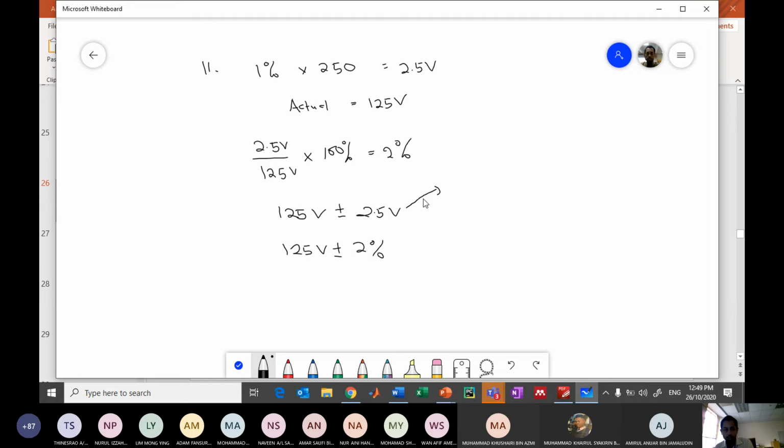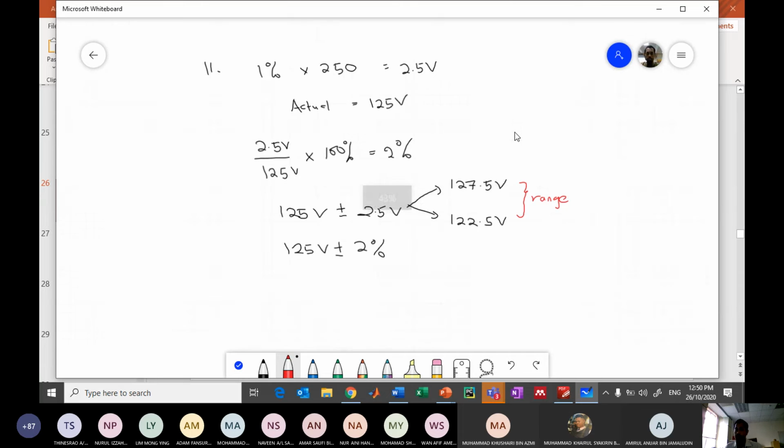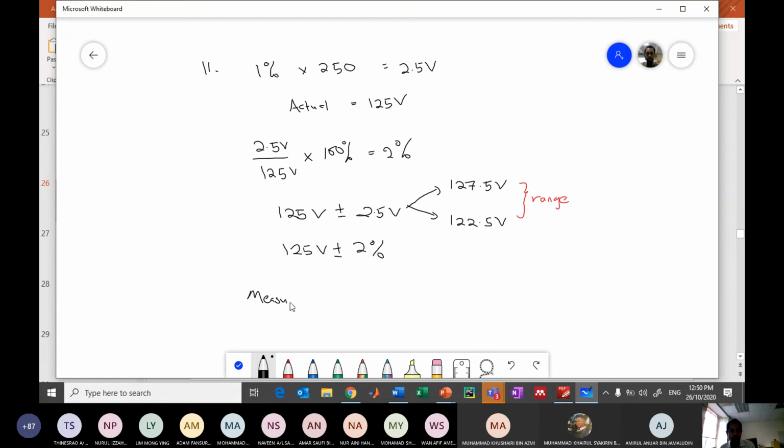So if you take the maximum level should be 125 plus 2.5. So you should get 127.5 volts. And the minimum is minus 2.5. So you should get 122.5 volts. So this should be the range of your measurement. Okay, but the measurement is out of the range. Measurement is actually 130 volt, which is higher, not within the range that should be when you calculate. So what type of error is this?